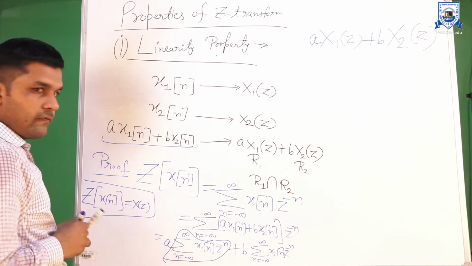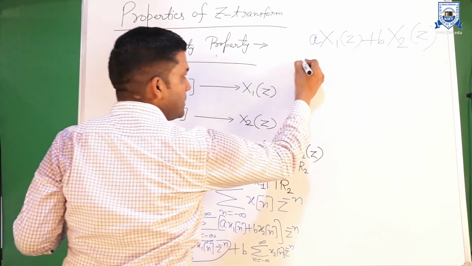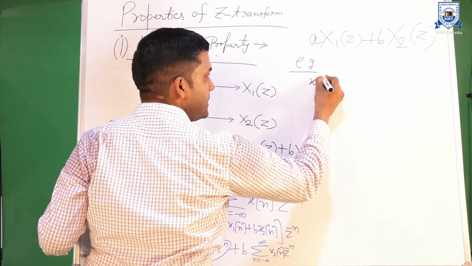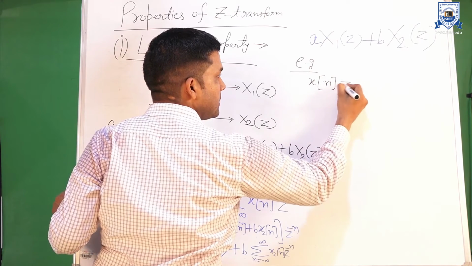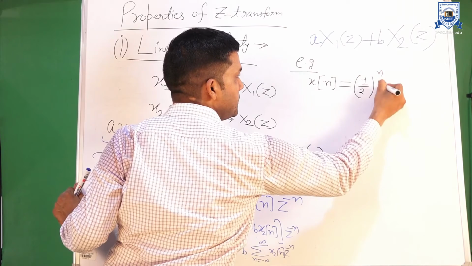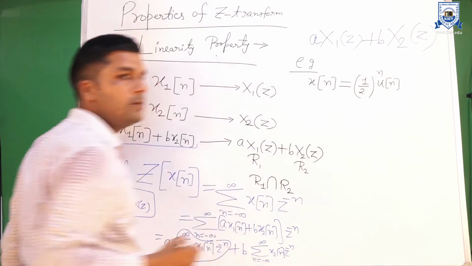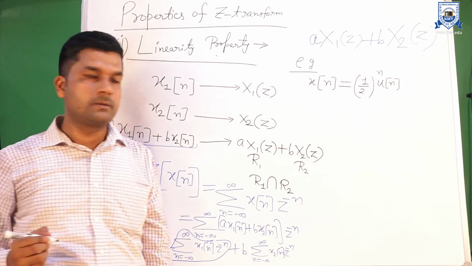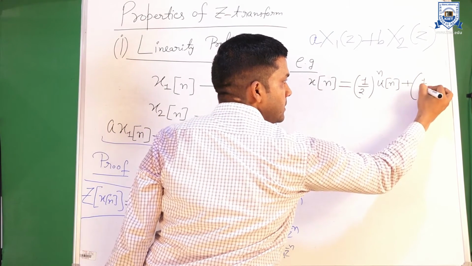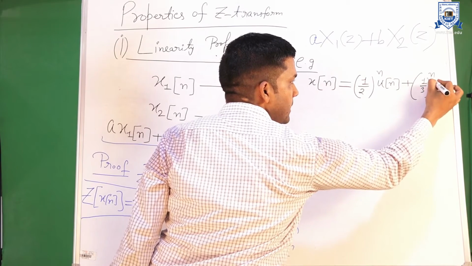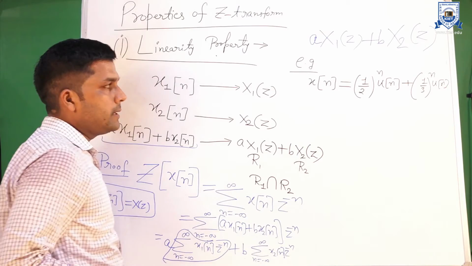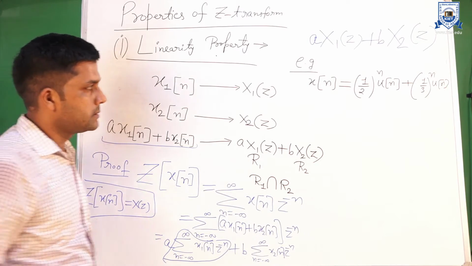Now if we have an example, x(n) is equal to (1/2) to the power n u(n), where u(n) is the unit step sequence, plus (1/3) to the power n u(n). So how to find X(z) for the given sequence?